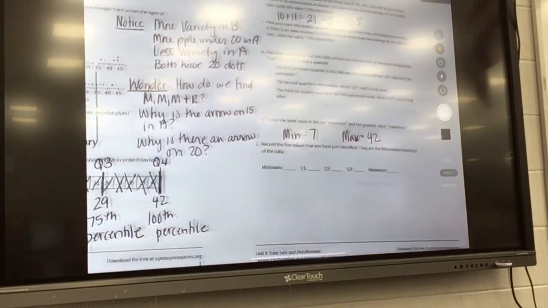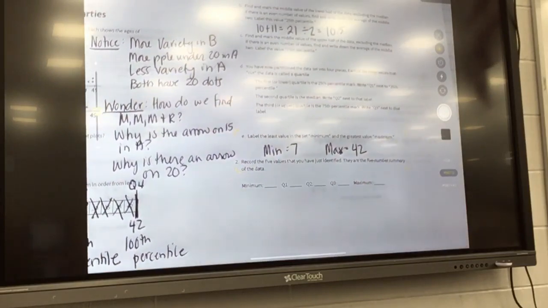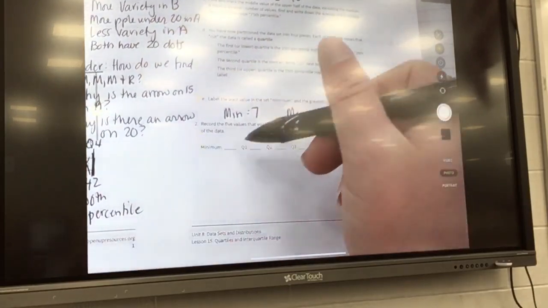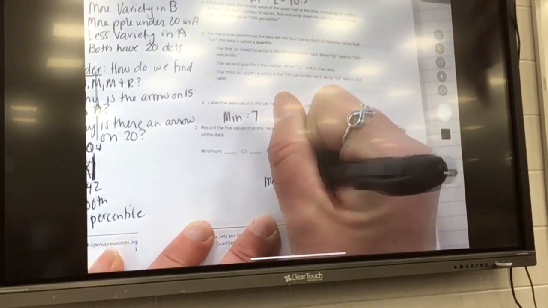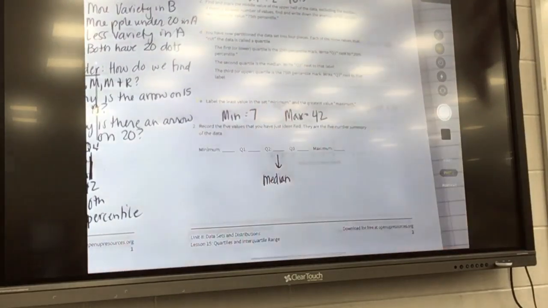All right, number 2 says record the 5 values that you just identified. They are the 5-number summary. So go ahead in here and label your 5-number summary and stand up when you're done. So your minimum, Q1, Q2, which I'm gonna draw an arrow and write median, Q3, and maximum. Go ahead and stand up when you have that ready to go.